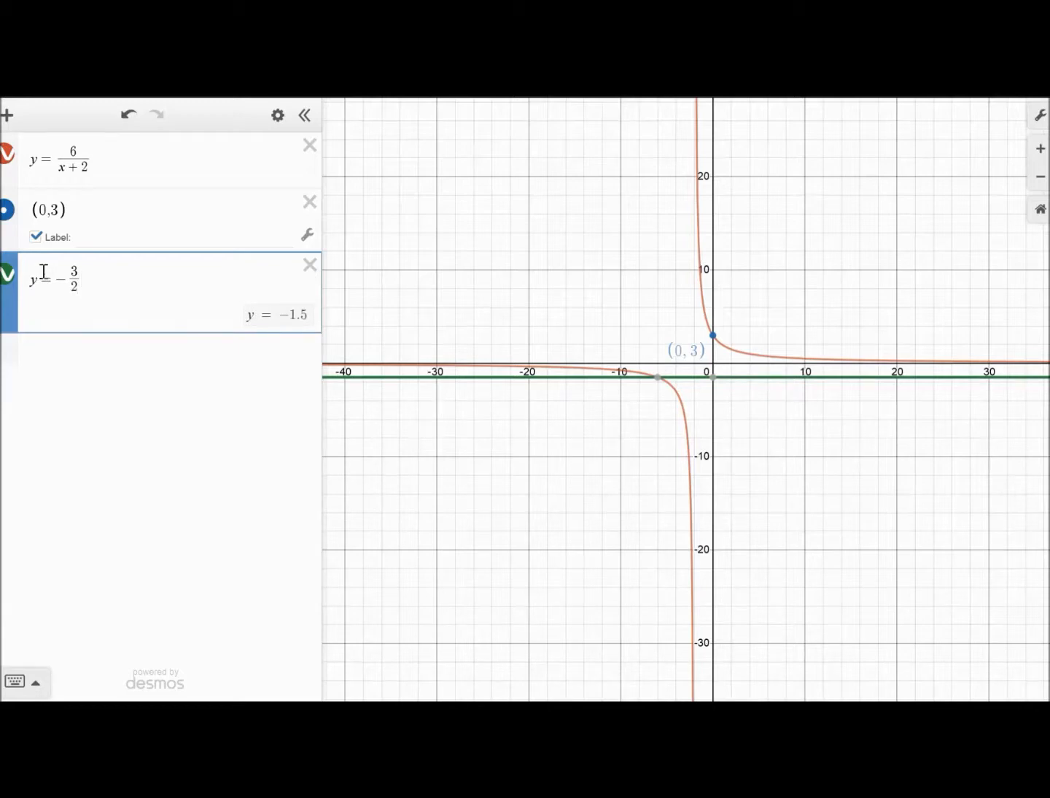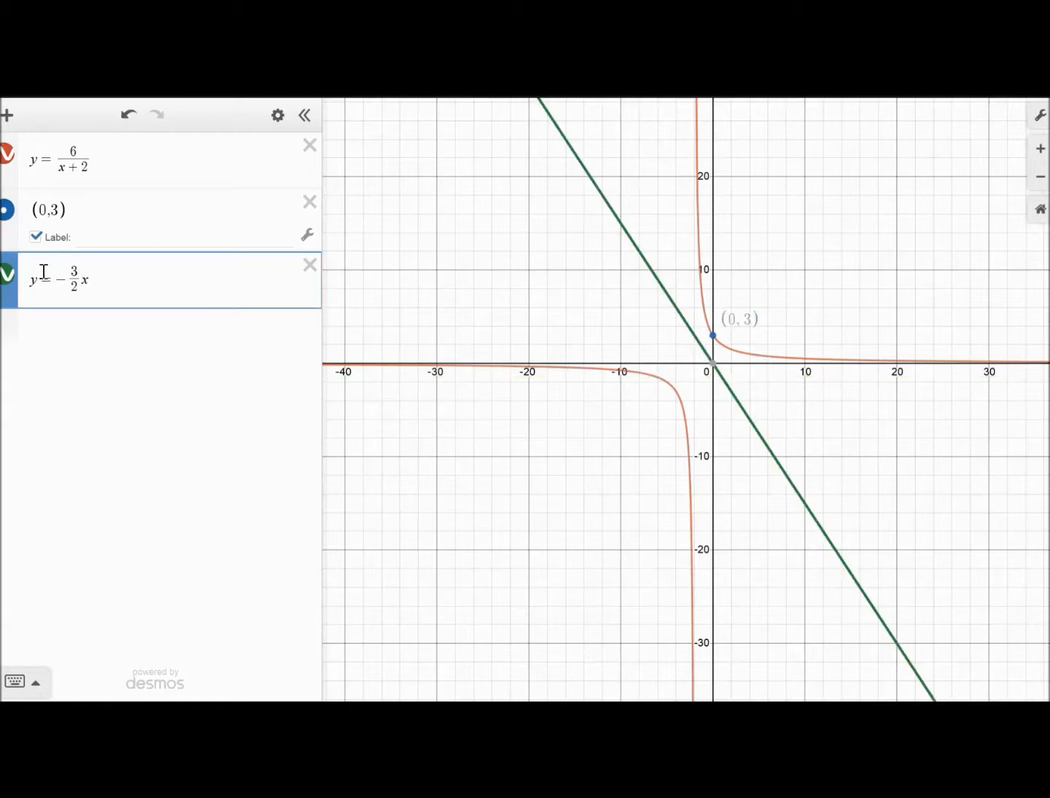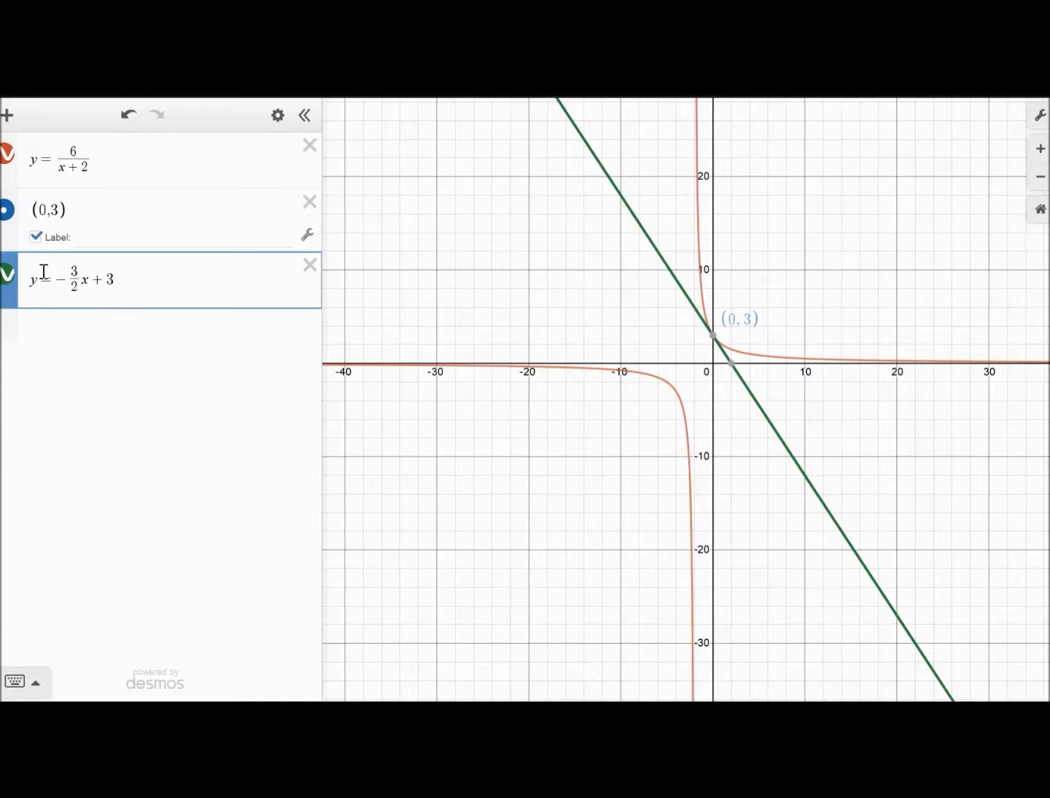And remember, we have x, and the y-intercept was 3, so plus 3. And look at that. Is that not awesome? So our red line is our curve, 6 over x plus 2. (0, 3) was the point they wanted our tangent line to go through, and we needed the tangent line at (0, 3). And so the green line is our tangent line.